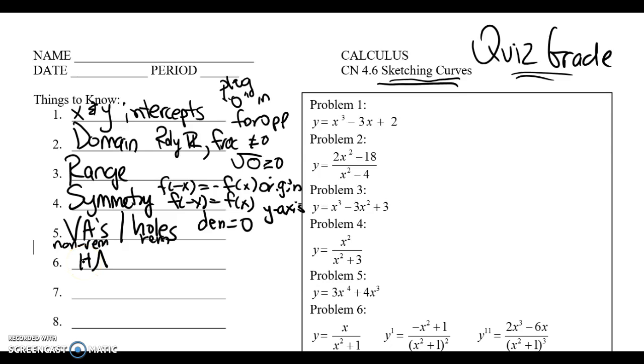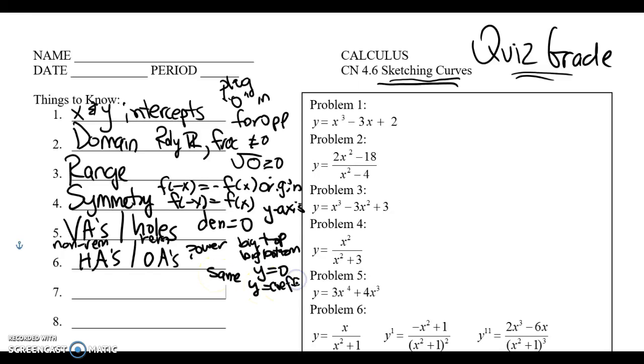Next, find any HAs or any oblique asymptotes or slant asymptotes. And this is where you're going to use your power rules. So look at your powers. If it's bigger on top, then there'll be none, but there could be oblique if you're bigger by 1. If it's bigger on bottom, then the horizontal asymptote is at y equals 0. And if they're the same, you're going to look at the coefficients, and that'll be your horizontal asymptote.